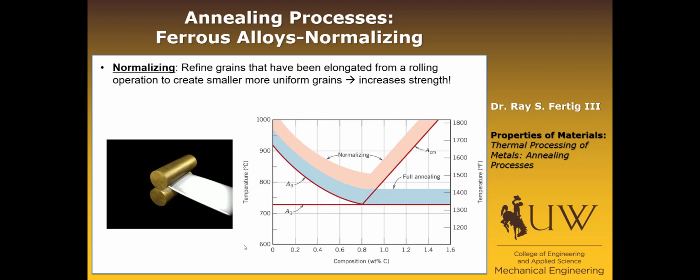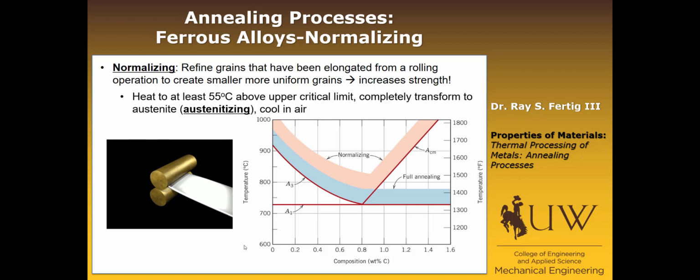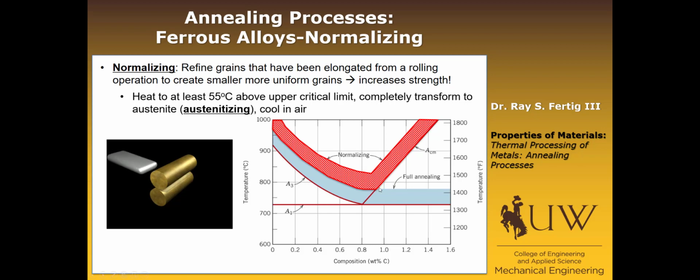The way we accomplish this is that we heat to at least 55 degrees C above the critical limit and try to completely transform it to austenite. That process is called austenitization, or we're austenitizing the steel, which is just converting it fully to austenite, and then we cool it in air. That region is shown here on the phase diagram, and it's the highest temperature with respect to all the annealing operations that we're going to talk about.